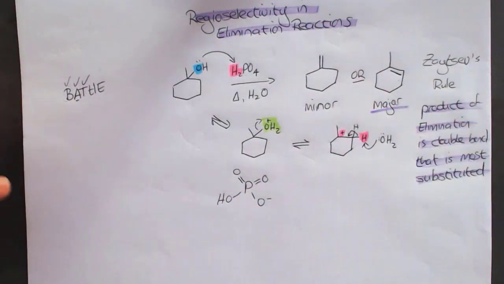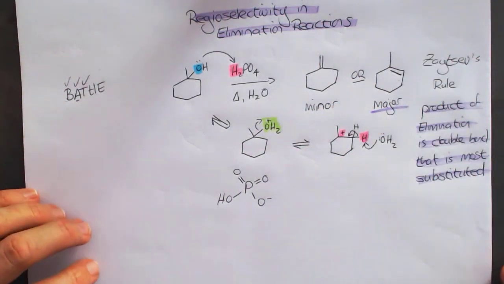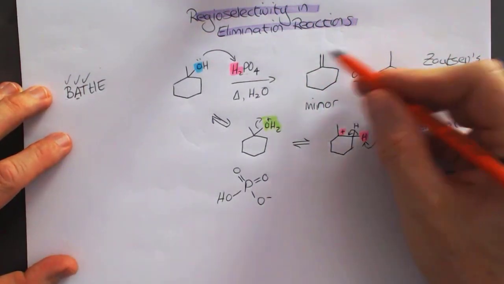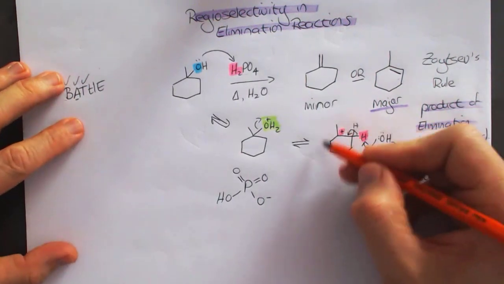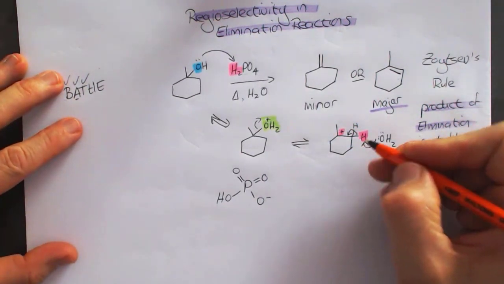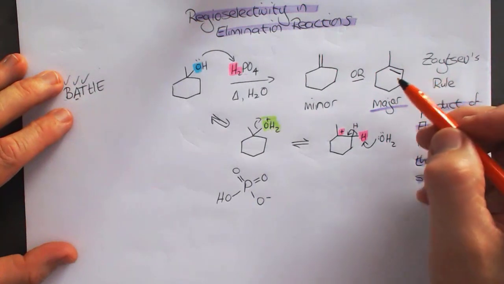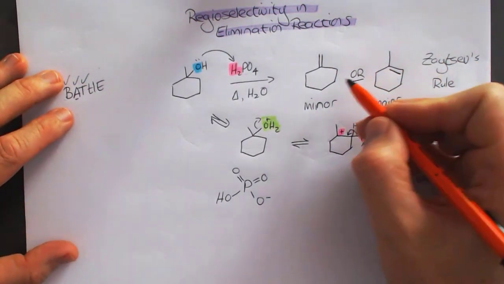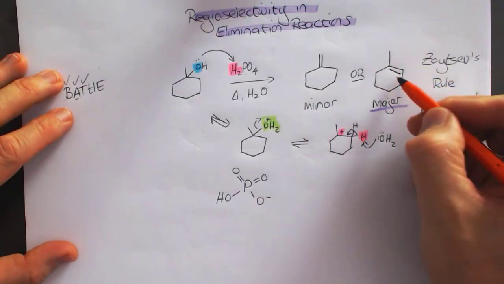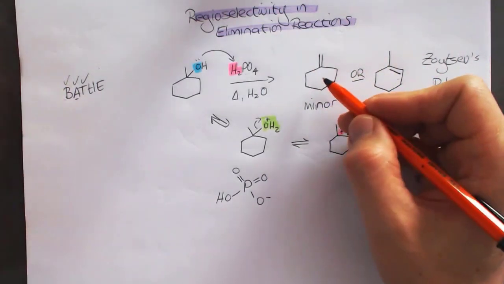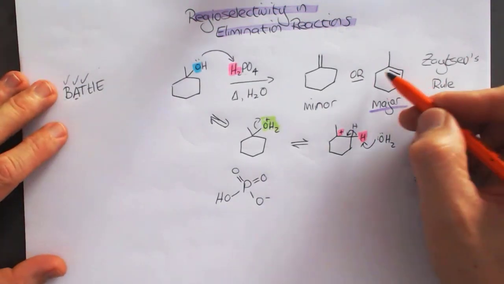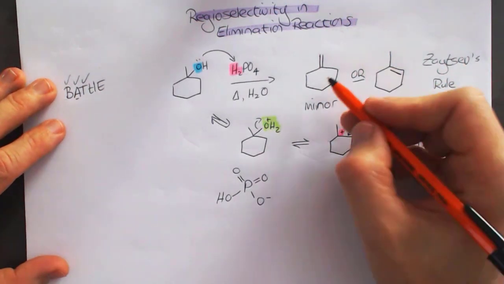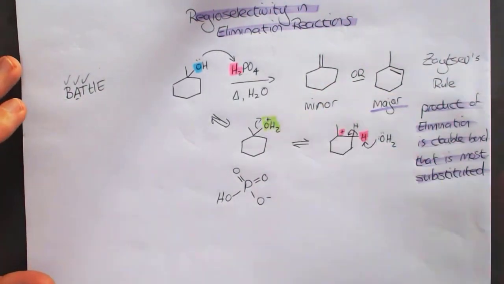Now, the reason for this rule is not something that I'm going to go into any detail in this course, because you have to look at the 3D geometries of the transition state. But essentially, it is a well-known principle in organic chemistry that a tri-substituted double bond is more stable than a di-substituted double bond.